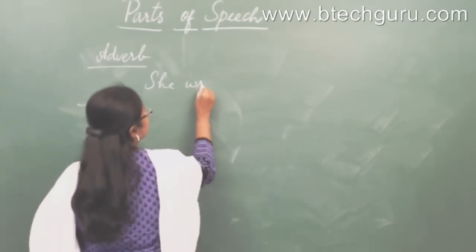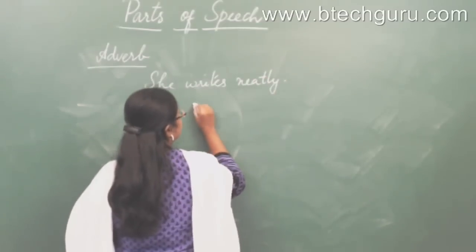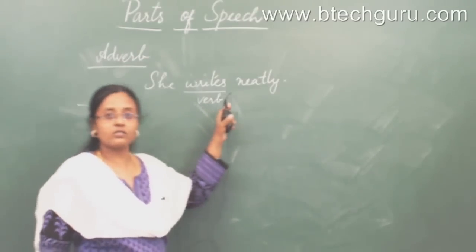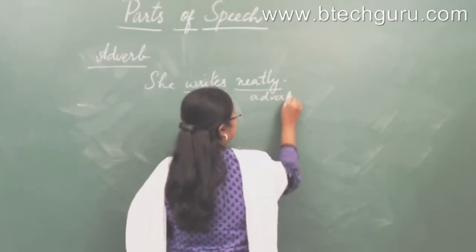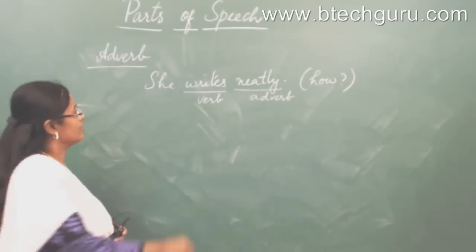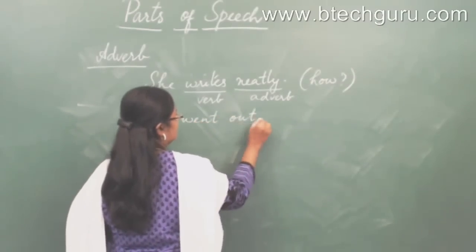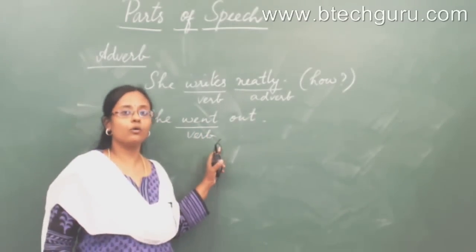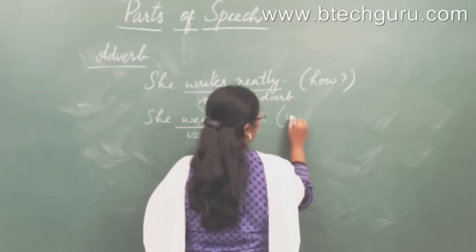She writes neatly. This is the verb, see, because it tells about the action. How does she write? Neatly. So this is the adverb. So here it is the answer to the question how. She went out. Went is a verb because it's action. Where did she go? Out. So it answers the question where.